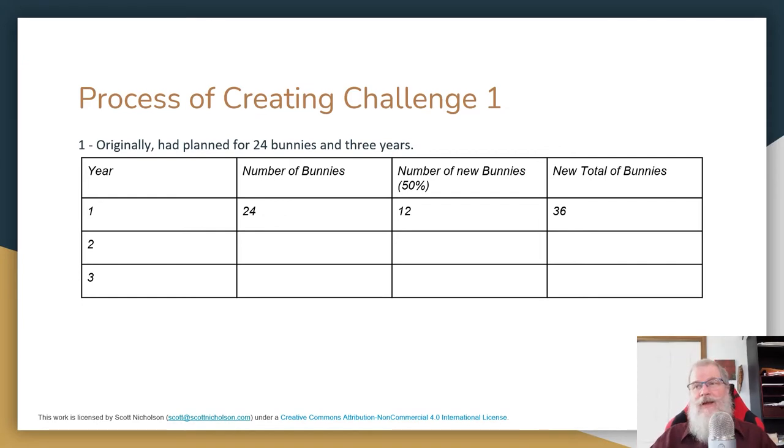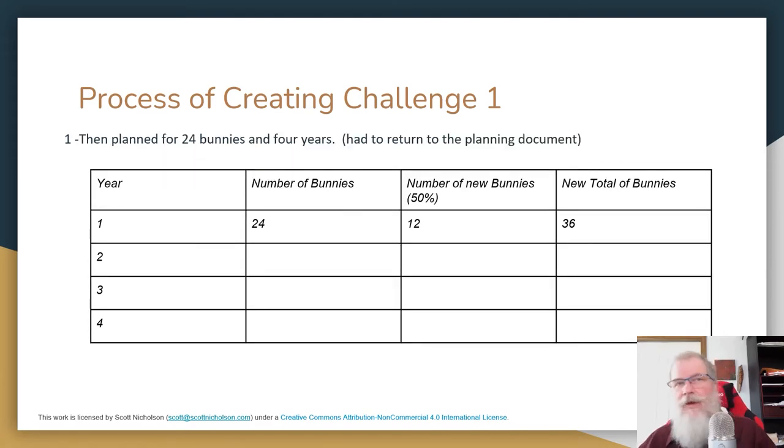So I thought, I want to have them do it another time. That's because your goal is a 5-minute puzzle, and I felt doing it twice wasn't enough. So I made it 4 years. I had to go back to the planning document and change 3 years to 4 years with 24 bunnies. Then I started to work out the challenge. I said, okay, so we have 12 bunnies the first year to give us 36. You move the 36 down, half of 36 is 18. Add 36 and 18, that gives us 54.